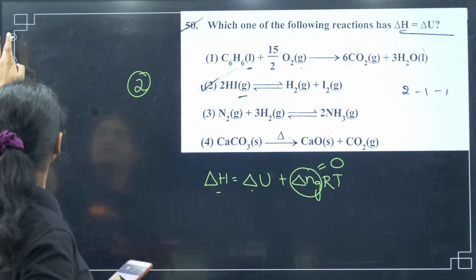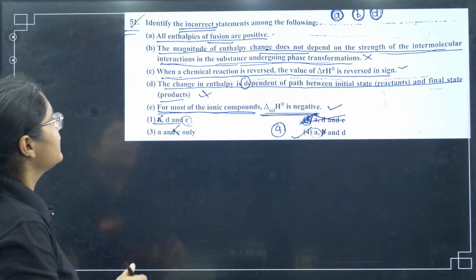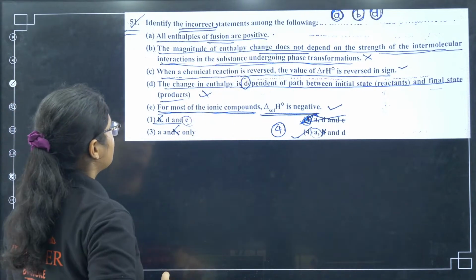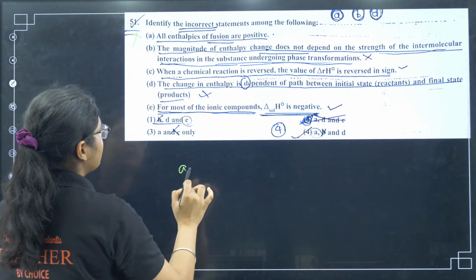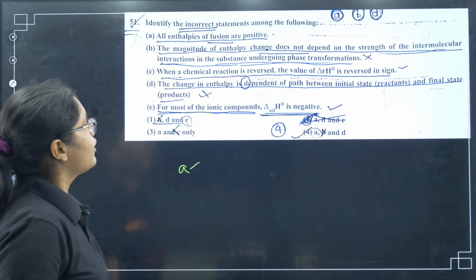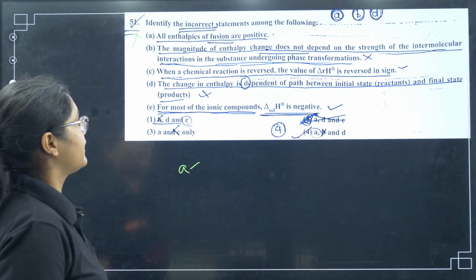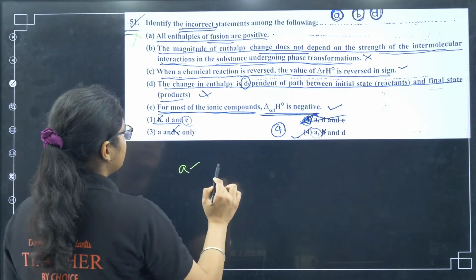Okay. Next, we have incorrect statements we have to find out here. The magnitude of enthalpy, sorry, all the fusion enthalpies are positive. So A is there in all the options, that is A is incorrect definitely. Next, the magnitude of the enthalpy change does not depend on the strength of the intermolecular interactions. No, that obviously depends. So B is also incorrect.